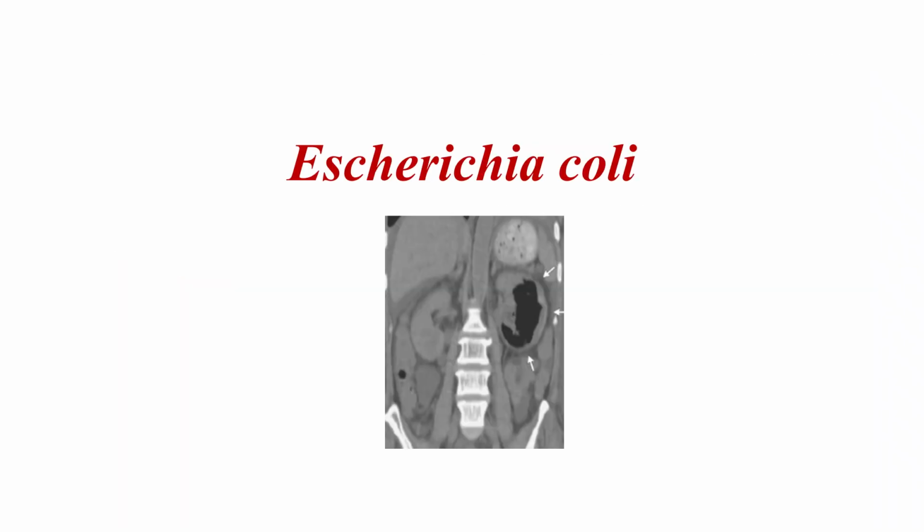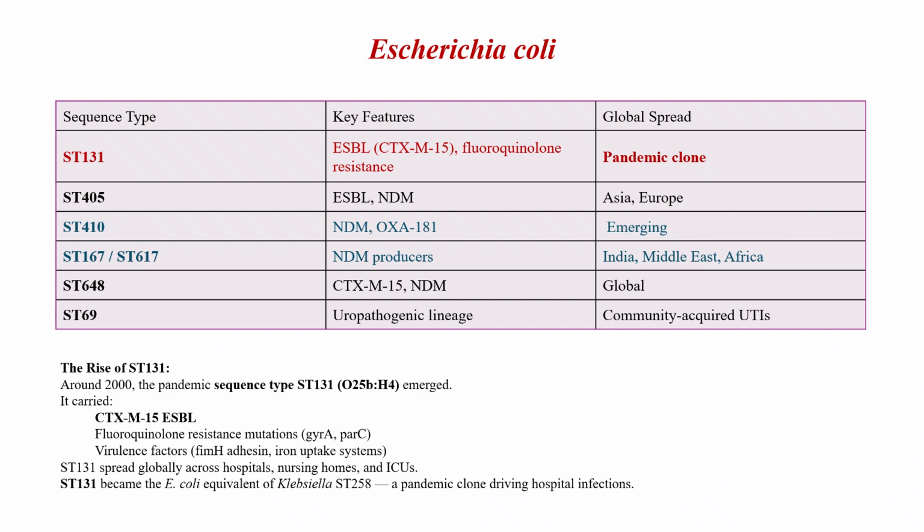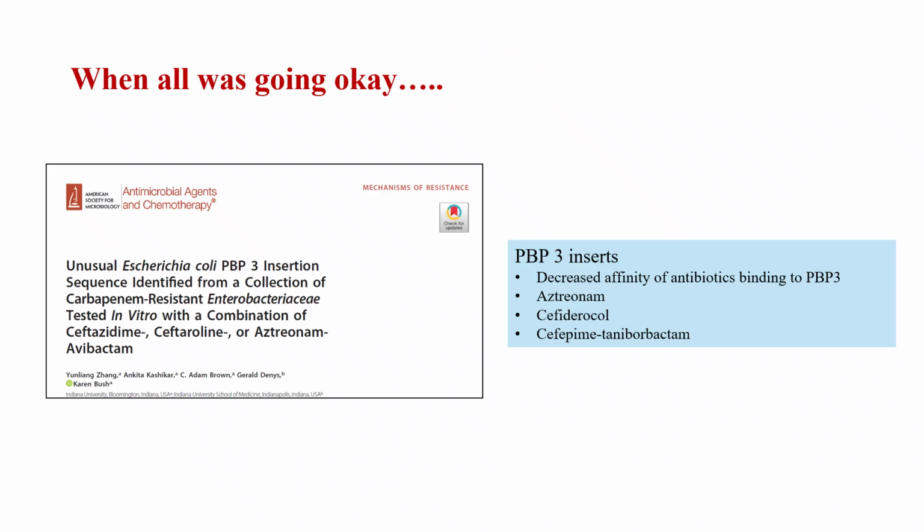How about E. coli? We discussed a lot about E. coli. So the pandemic clone is sequence type 131, which produces CTX-M-15. But then you can see in India, sequence types 167, 617, and 410 dominate, and they have a lot of NDM production. So we were thinking that we nailed Klebsiella pneumoniae by giving a combination of aztreonam-avibactam, but then we started seeing these PBP3 inserts, which make many of the newer antibiotics like aztreonam-avibactam, cefiderocol, cefepime-taniborbactam ineffective.